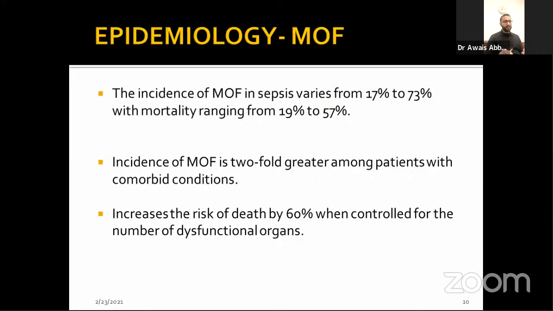Just one slide about the epidemiology of multi-organ failure. The incidence varies over a large window, from 17% to 73%, again with a very broad mortality range, from 19% to 57%. The incidence of multi-organ failure is twofold greater in patients who have any comorbid conditions, and this also increases the risk by 60% when controlled for the number of dysfunctional organs. So the more dysfunctional organs a patient has, the higher the percentage of mortality.